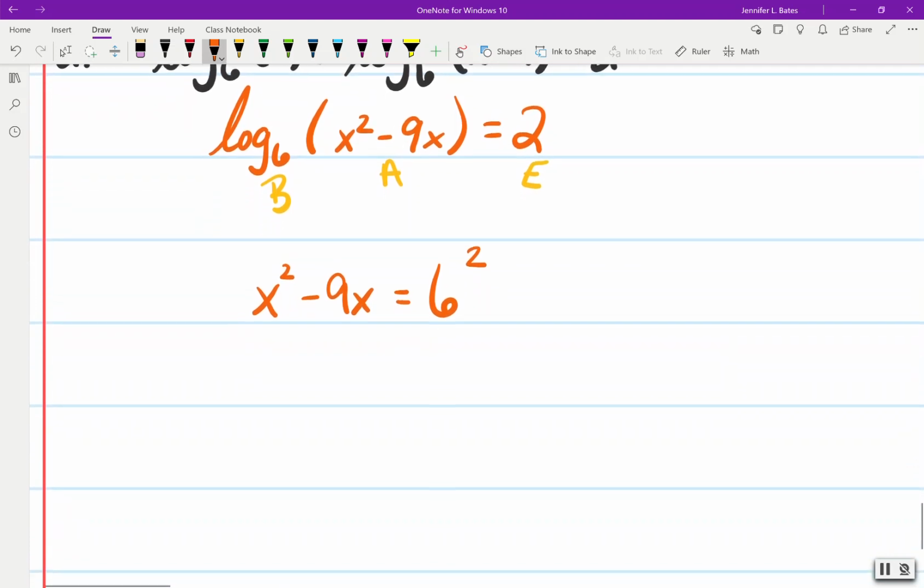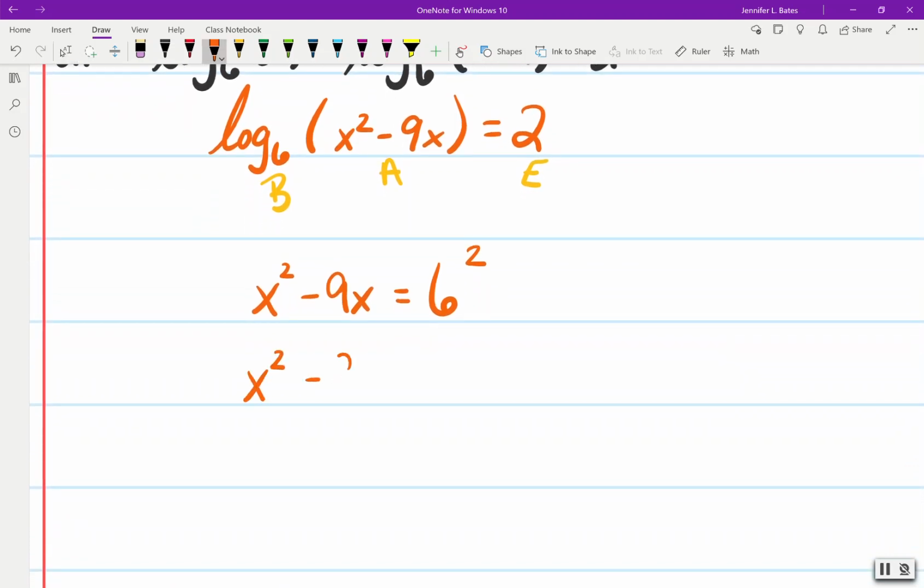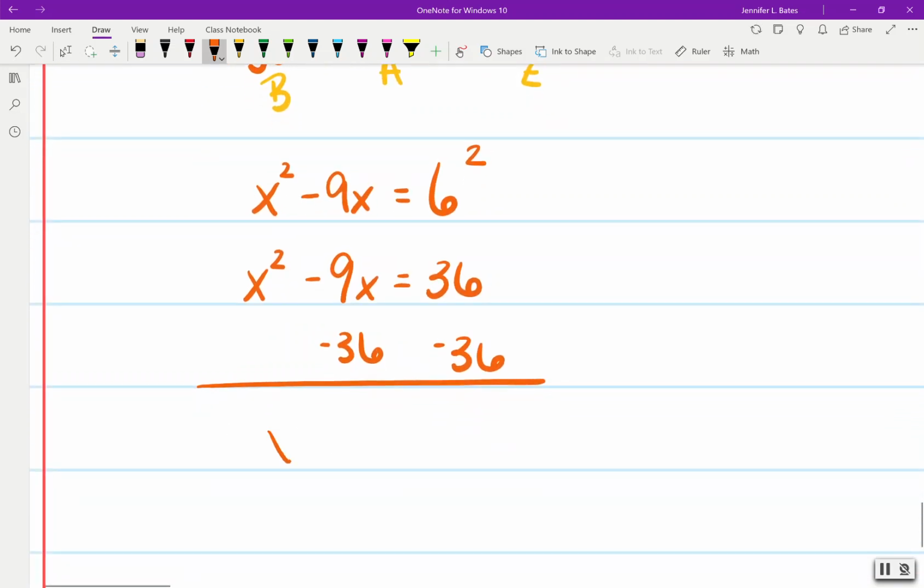Now this should look pretty familiar. So we've got x squared minus 9x equals 36. I know that to solve this, because I have an x squared, it's quadratic. So to solve this, I need to move the 36 over. And how do I solve something like this? We've been doing this since semester 1, almost day 1. So we've been doing this for a while. How do I solve something like this?